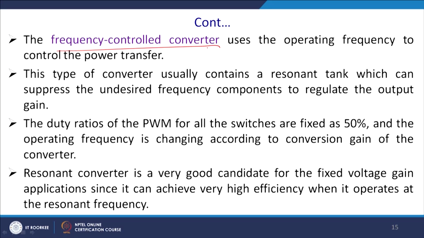This type of converter usually contains a resonant tank which can suppress the undesirable frequency component to regulate the power gain or output gain. The duty ratio of the PWM for all the switches is fixed at around 50 percent, and the operating frequency changes according to the conversion gain of the converter. So, the resonant converter is a very good candidate for fixed voltage gain applications, since it can achieve very high efficiency when operated at the resonant frequency.